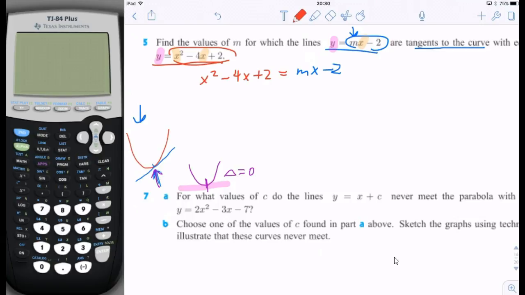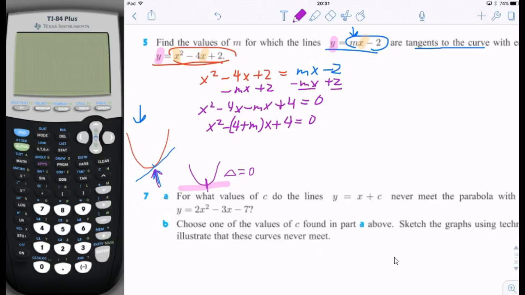Now I'm going to combine these in a purple equation. I'm going to subtract mx and add 2 on both sides. Then I'm going to get x squared minus 4x minus mx plus 4. And then the right side becomes 0, right? Because mx minus mx is 0, and negative 2 plus 2 is equal to 0. So now I have a quadratic here. I'm going to combine the 4 and the m together, and then I'm going to add 4 here.